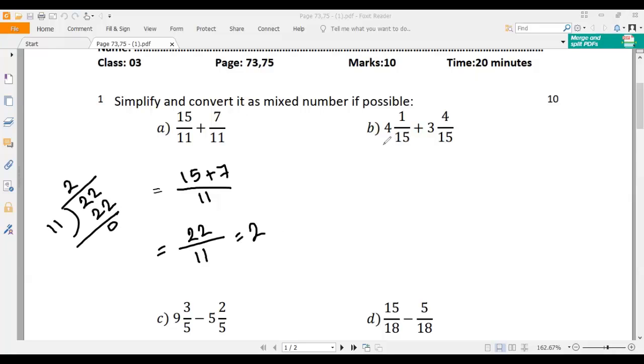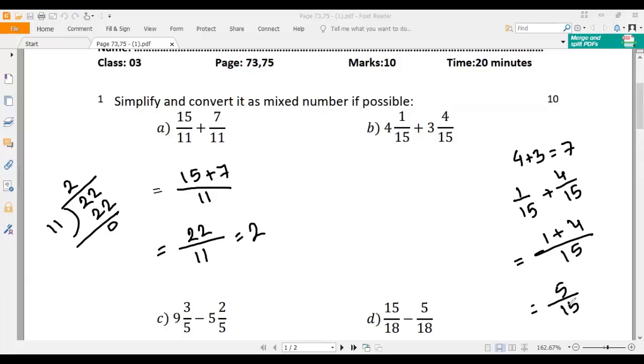Now number B. Number B says 4 whole 1 by 15 plus 3 whole 4 by 15. At first we have to add the whole numbers. 4 plus 3, that will be 7. And if we add the proper fractions, that means 1 by 15 and 4 by 15, then what will we get? Here the denominator will be 15 because 1 by 15 and 4 by 15 are like fractions. So we have to just add the numerators, 1 plus 4, that is 5.